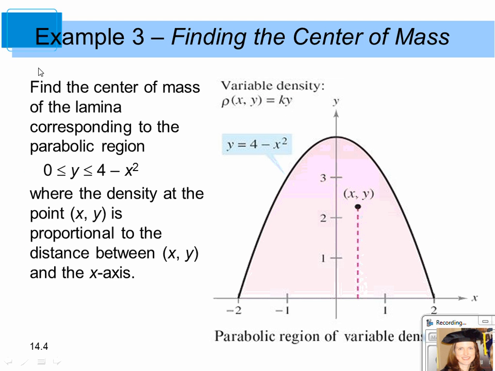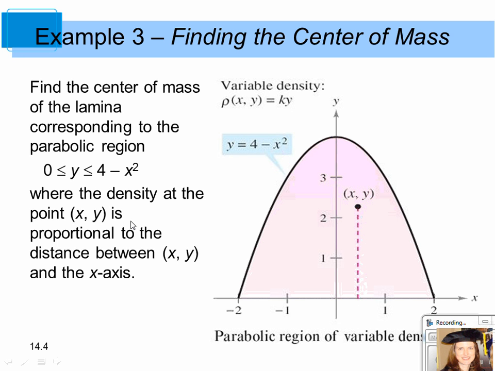In this example, we are going to find the center of mass of the lamina corresponding to the parabolic region where 0 is less than or equal to y, which is less than or equal to 4 minus x squared, where the density at the point (x, y) is proportional to the distance between (x, y) and the x-axis. So let's look first at the region given by this inequality. Well, y equals 0, that's your lower bound. y equals 4 minus x squared, that's your parabola here. So it's bounded on the bottom by the line y equals 0, and it's bounded on top by the curve y equals 4 minus x squared.